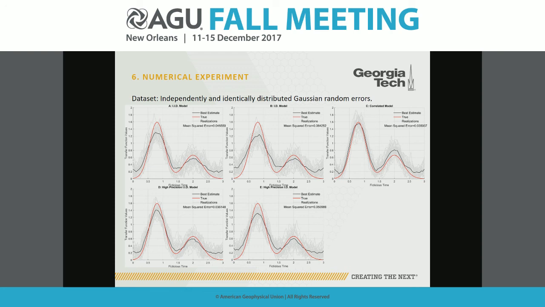According to the results, the correlated model gives the best fit to the true value. The misfit between the black line and the red line is the smallest. And if we increase the model precision, the fitting will also gain some improvements.